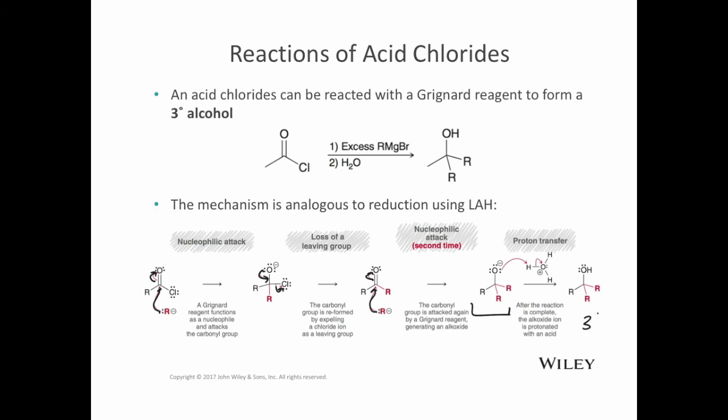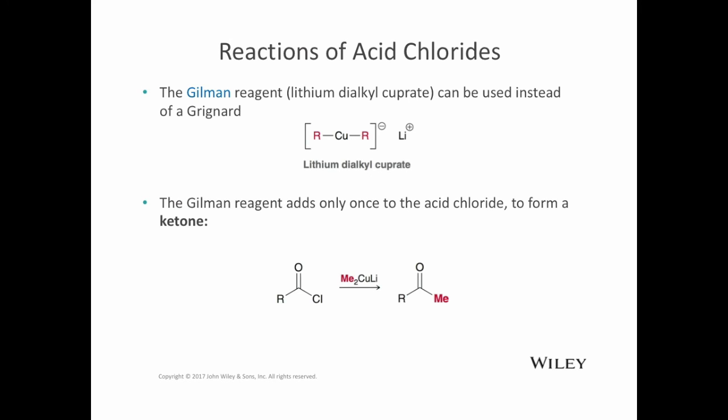get our tertiary alcohol. There's something called a Gilman reagent, which is a cuprate reagent. It has R groups attached to a copper atom, and this can add to an acid chloride to form the ketone. So whatever the R group here is of the Gilman replaces the chloride of the acid chloride.